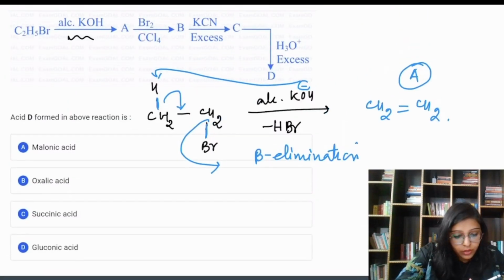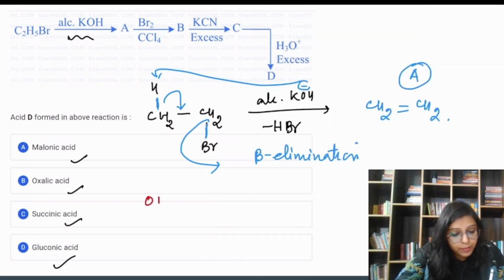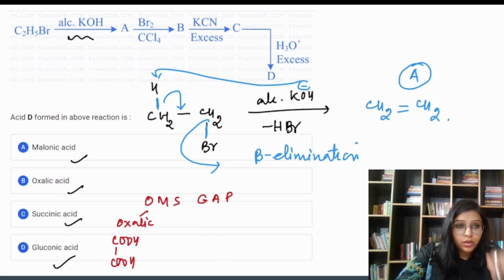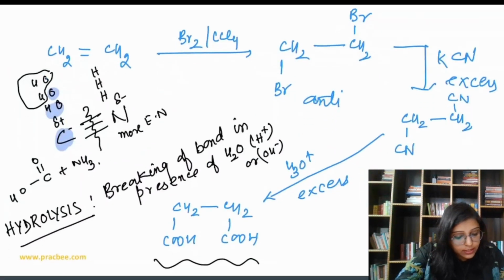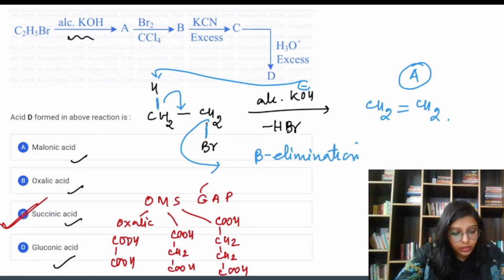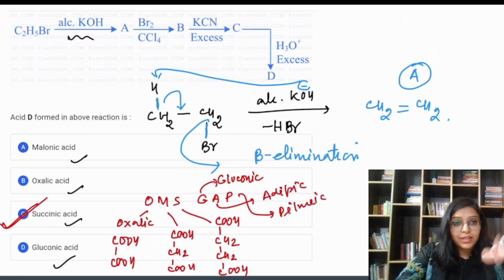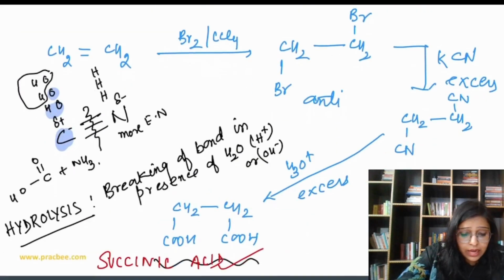Clear? Now see, oxalic acid, malonic acid, succinic acid, glutaric acid. So how to learn this? We have the mnemonic OMSGAP. Oxalic acid is COOH, COOH. Now just put one CH2. In malonic, we write COOH, CH2, COOH. Now this is succinic, so we get COOH, CH2, CH2, COOH. So here we get succinic acid. G is glutaric, you have to put one more CH2. A is adipic, and P is pimelic. Just add one CH2 successively. Clear?